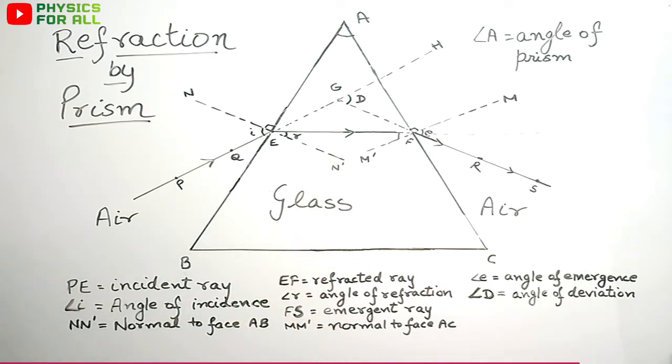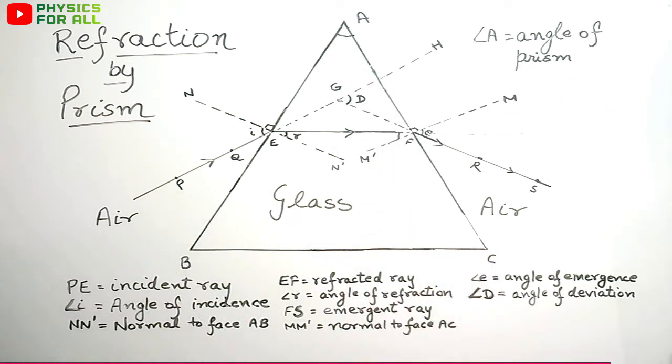Now you must have seen that in a rectangular slab there used to be an incident ray, and once it enters the slab it bends towards the normal, and when it comes out it bends away from the normal. The incident ray and the emergent ray are parallel to each other. Just a lateral displacement was there. But here it's basically the shape of the prism.